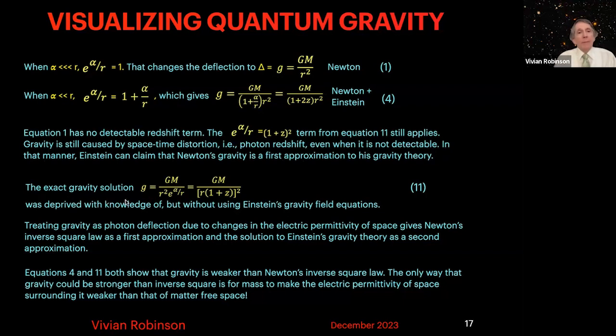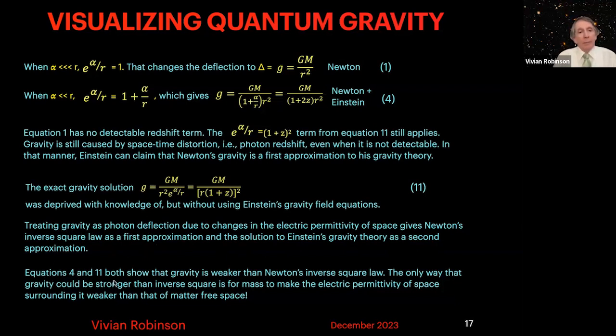The exact gravity solution, g equals GM over r squared e to the alpha over r, was derived with knowledge of, but without using, Einstein's gravity field equations. Treating gravity as photon deflection due to changes in the electric permittivity of space gives Newton's inverse square law as a first approximation, and the solution to Einstein's gravity as a second approximation.